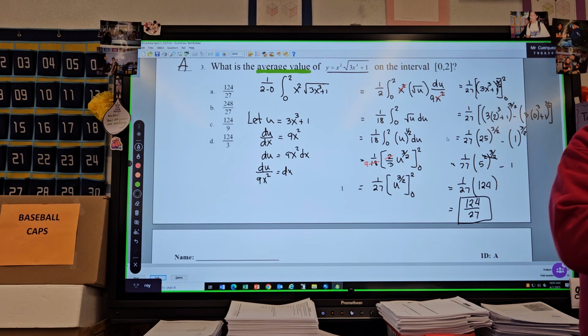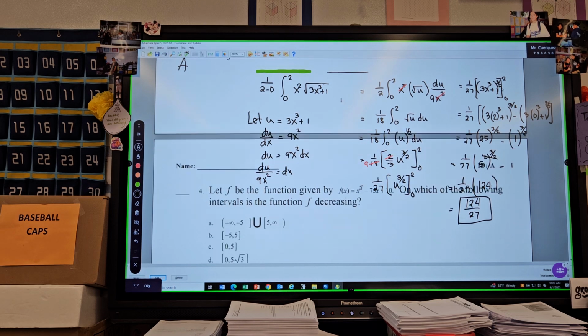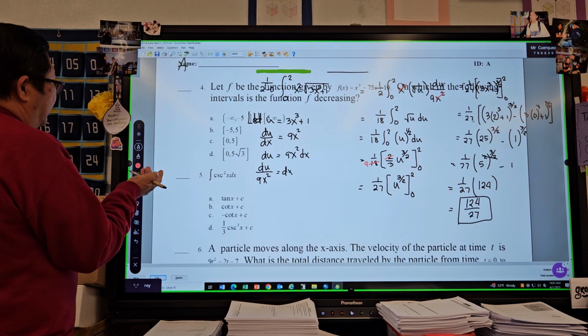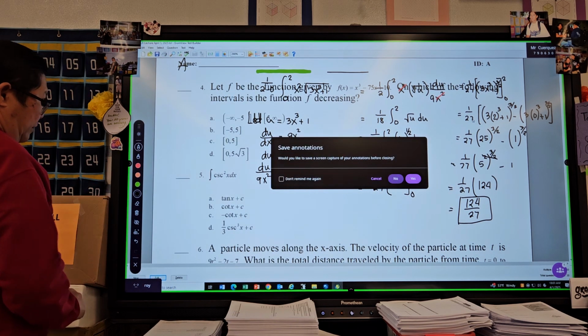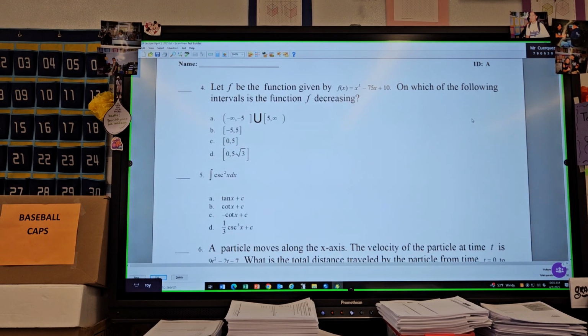Chris, can you move it up to number 4? A little bit higher, Chris. Right there. Yeah, that would be. Thank you. Okay, Mike, can you read the problem for me, please? Let f be the function given by f of x is equal to x to the power of 3 minus 75x plus 10. On which of the following intervals is the function f decreasing? So we are looking at the function decreasing.